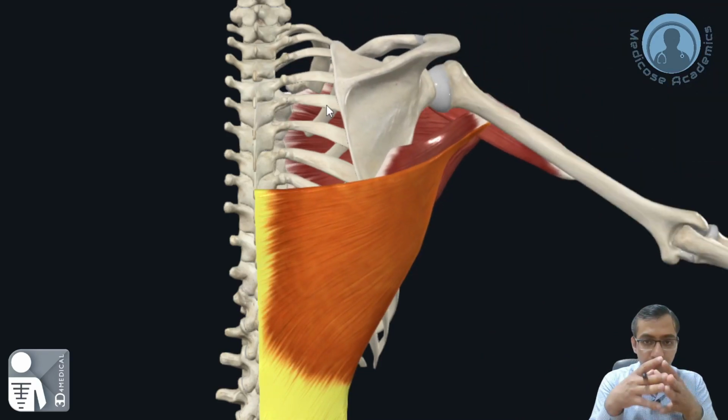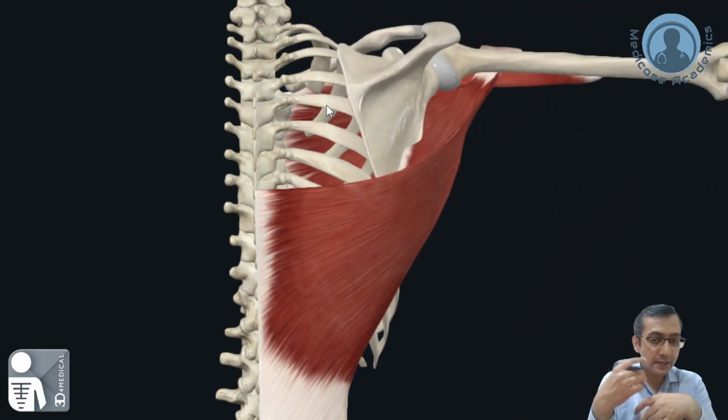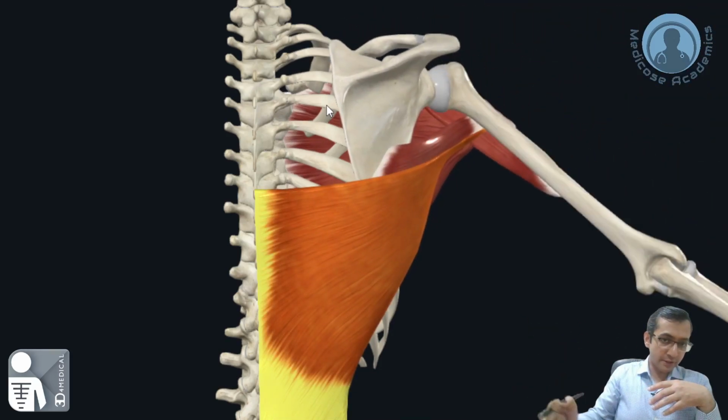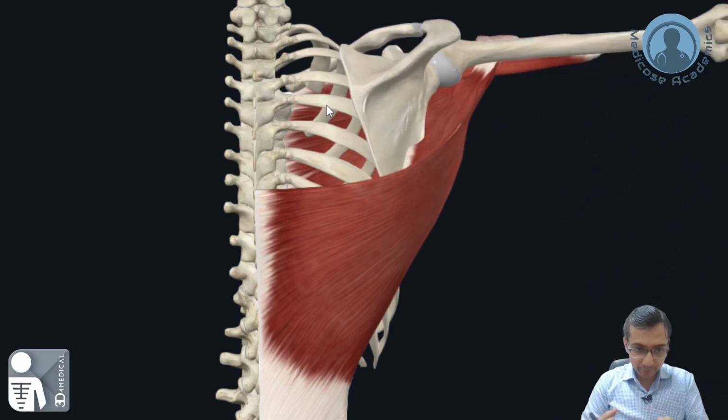So due to this very powerful movement, this muscle is also called the climbing muscle of the body, because when you have the arm overhead abducted, you pull it down, and you can bring the body up.